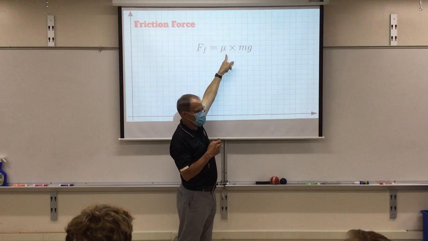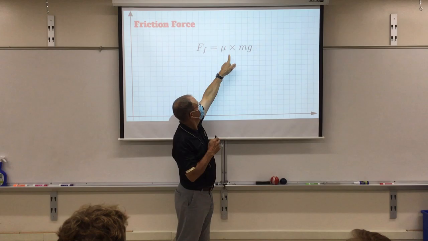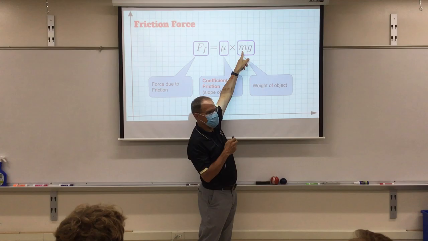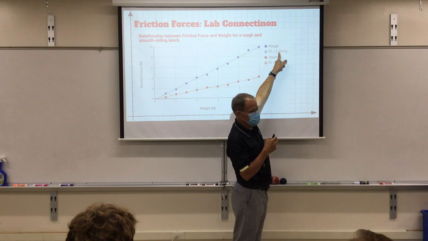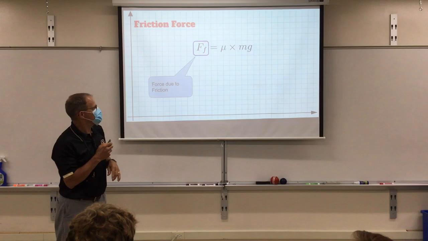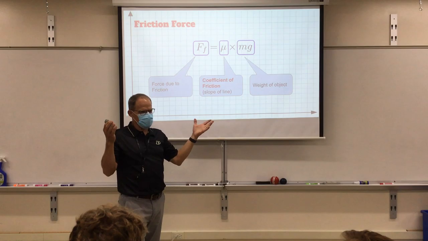We're going to rewrite that like this. On our y-axis, we have the friction force. So the friction force is going to equal, and we're going to use this Greek letter mu as the symbol for the slope. We're going to call it the coefficient of friction. And then, of course, the weight is mg, right? So this is the exact same thing we got in lab. Y, the friction force, equals the slope, which we're going to call the coefficient of friction, times the weight, which is m times g.